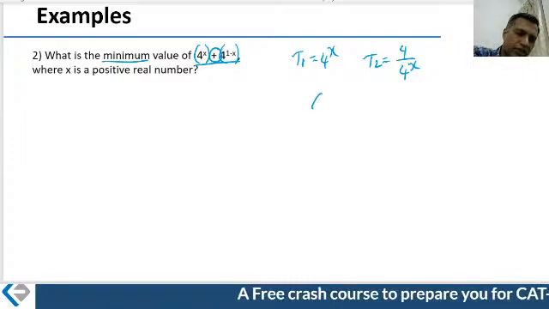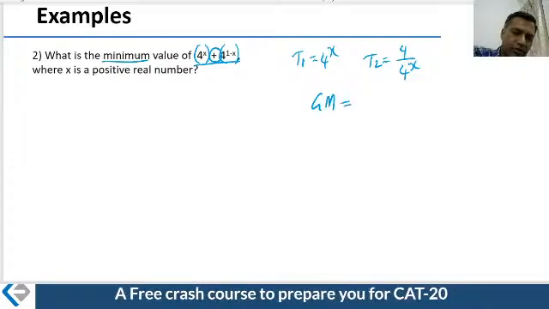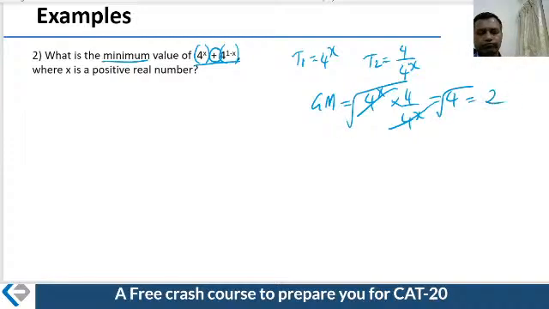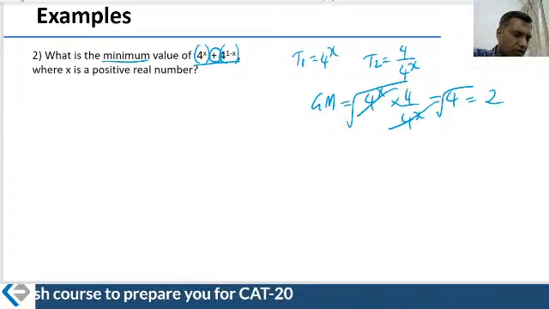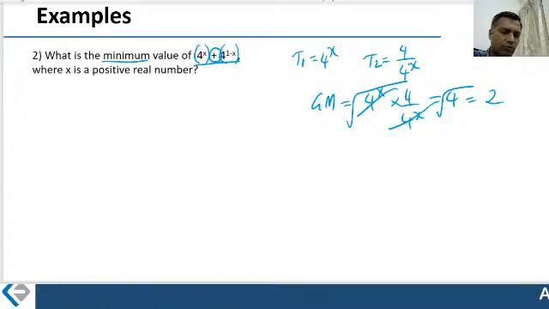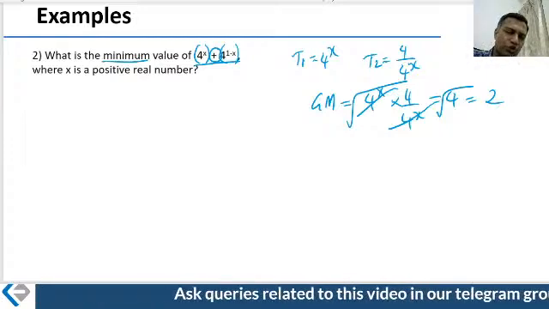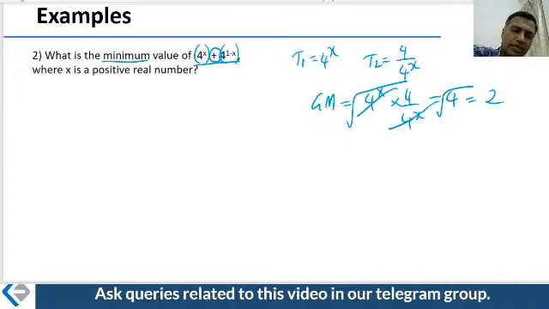If I look at the GM of these two terms, it is nothing but 4 power x into 4 divided by 4 power x. The 4 power x cancels, so it has become a constant number. The geometric mean is the root of this, which is nothing but 2. Now they are positive and real, and GM is constant, 2. Therefore I will apply AM greater than or equal to GM.